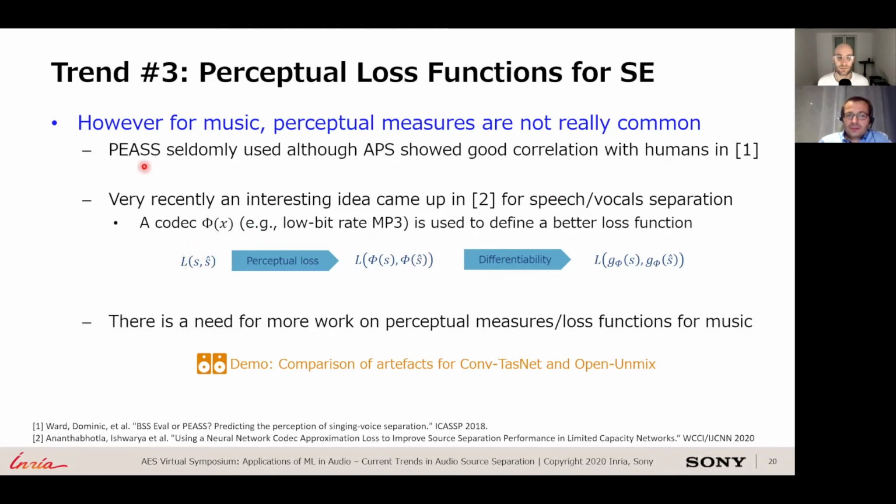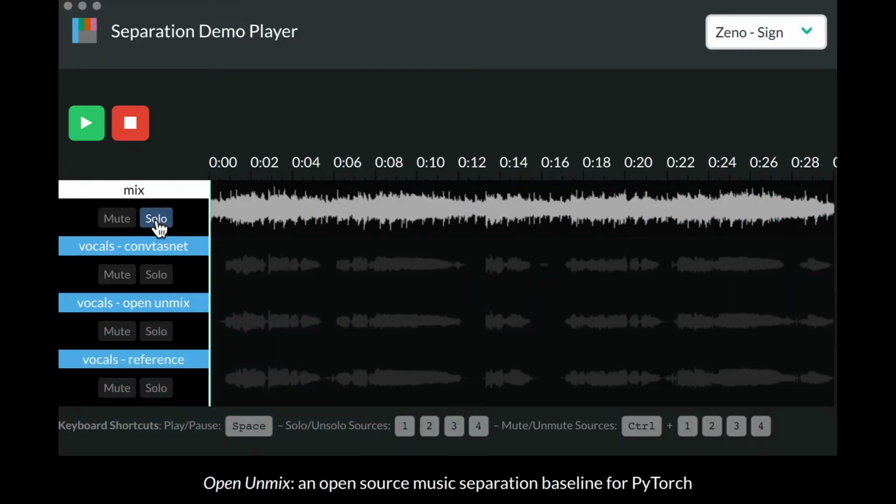In general, as we can also see from PEASS, there's really the need for more work on perceptual measures and also loss functions for music. And currently there are really not the tools, or at least they are not used by researchers for doing a perceptual evaluation. And to show you that this is important, we have prepared a demo where we will compare Conv-TasNet and OpenUnmix for a song where both have the same SDR for the vocals, but you can clearly hear that both are different in quality. Alright, so I first play back the mixture, then the vocal separation from Conv-TasNet, a time domain model, OpenUnmix, a spectrogram model, and the reference.